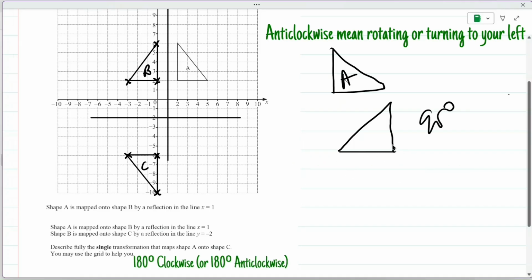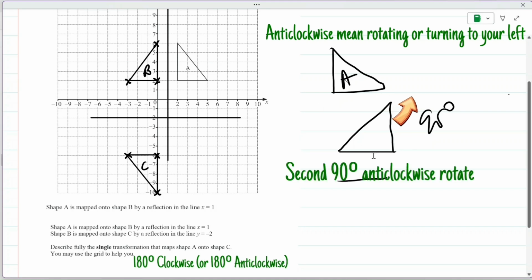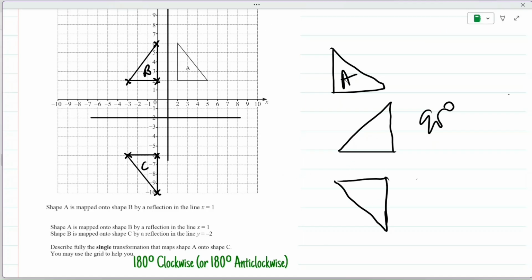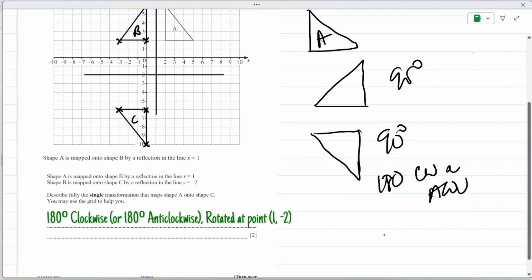Now to do another 90, if you're going 90, that means this place standing vertical or upright now becomes horizontal. And if it goes horizontal here, this horizontal now becomes vertical here, then you join this. So we see that it's the same shape as C. So we just rotate it anti-clockwise or clockwise 180 degrees, because we did a 90 and a second 90, and 90 plus 90 is 180. So you go either 180 clockwise or 180 anti-clockwise about the point X is 1 and Y is -2.